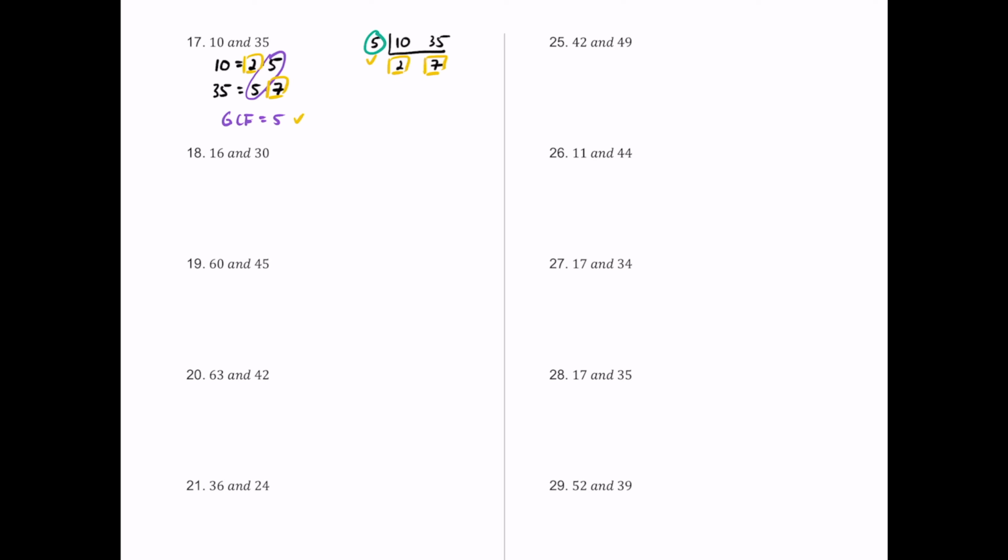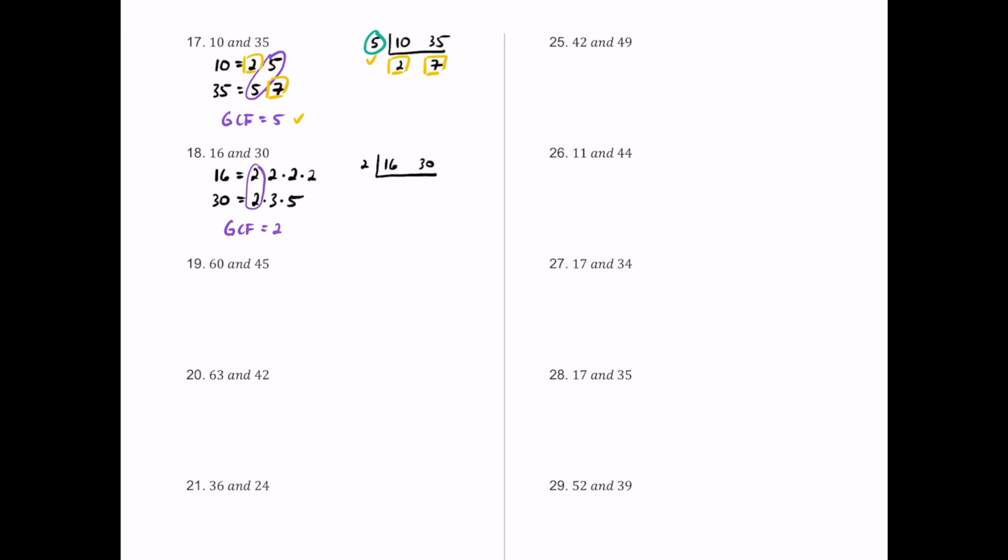For number 18, we have 16 and 30. 16 is going to be 2 times 2 times 2 times 2. And for 30, we have 2 times 3 times 5. Now, they both have a 2 in common, and I think that is it, right? So they only had one thing in common, which is that 2. So that's the GCF.